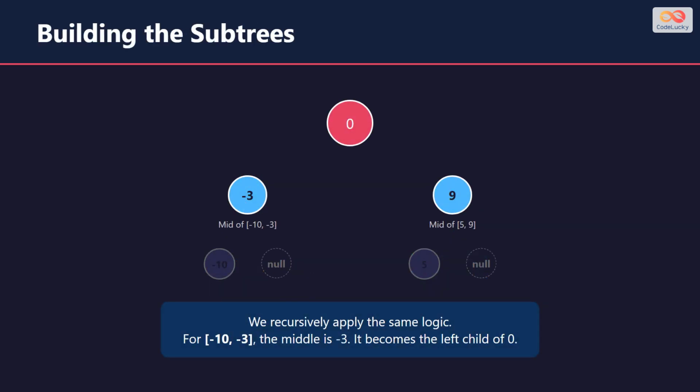Let's follow the recursion. For the left side, we look at -10 and -3. The middle of that range is -3, so it becomes the left child of 0. Similarly, on the right side, 9 becomes the right child. We keep doing this until we run out of elements.